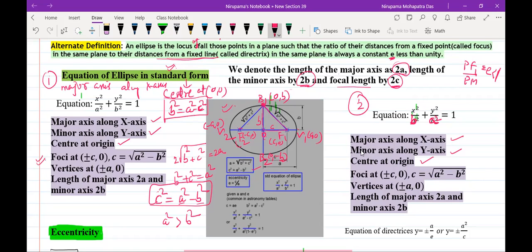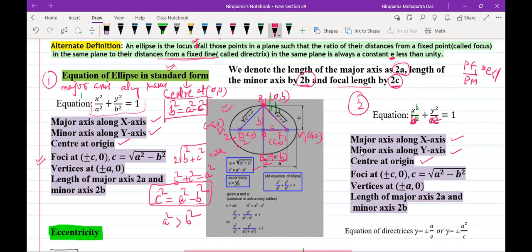So this will help you to solve the questions. Basically, if you are given the ellipse like this, x square by a square plus y square by b square equal to 1, you can find c square. So c square equals a square minus b square. And you can find the foci, vertices, length of the major axis, length of the minor axis, everything.